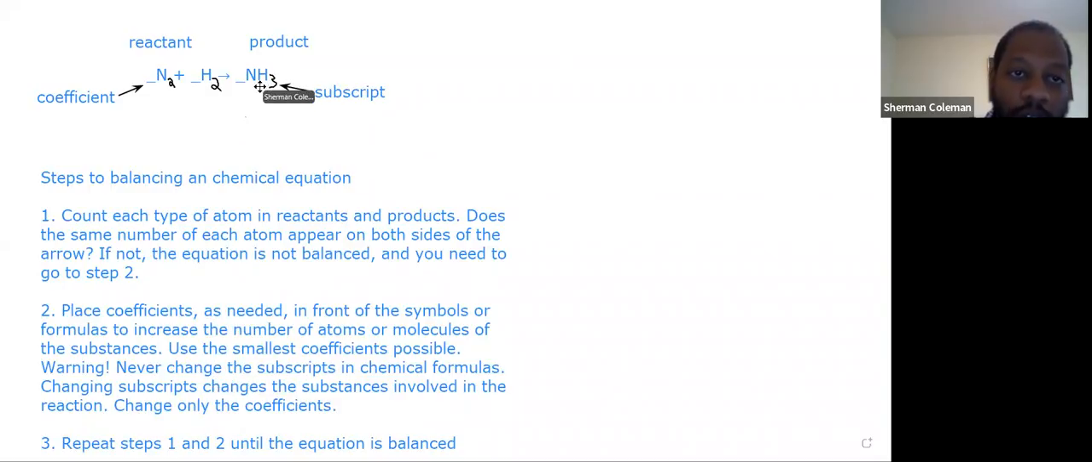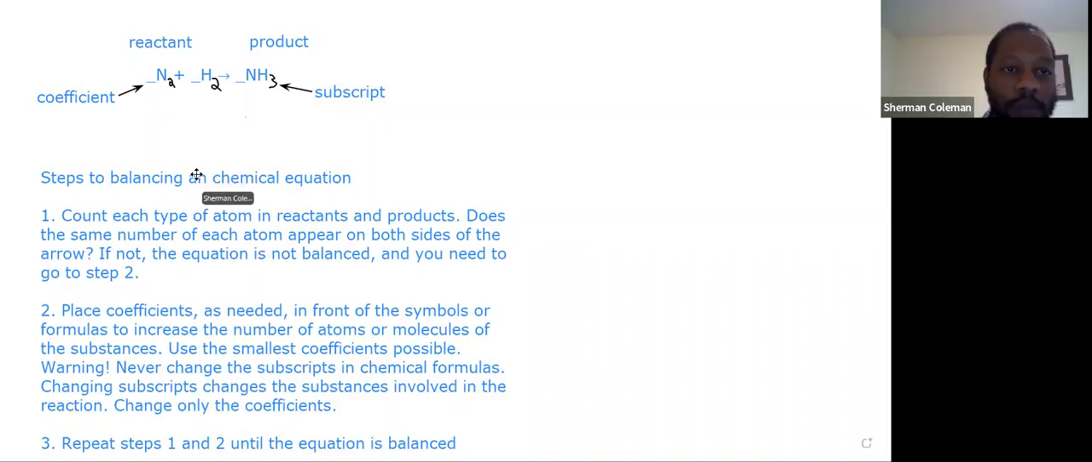And of course here, we don't see anything by the nitrogen. That means it's an assumed 1. So if I put a 4 here, it's 4 times 1, so it's going to give us 4 nitrogens. But it would give us 4 times 3, 12 hydrogens.